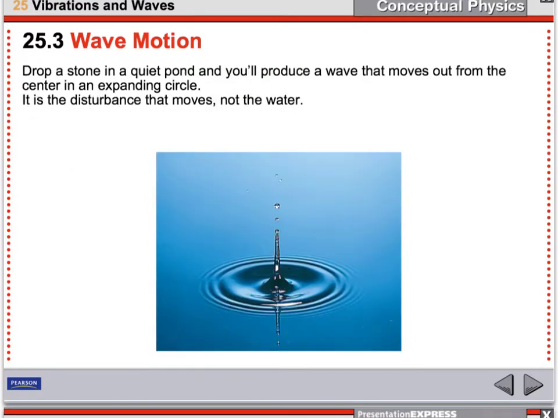Again, it's not the actual water molecules that are moving out away from the splash in this picture. It's energy. The water molecules are bobbing up and down as the energy wave is moving out.